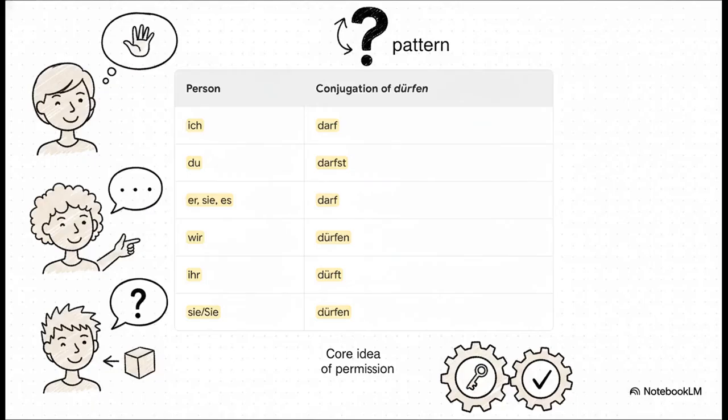Now, of course, like any good German verb, dürfen changes depending on who we're talking about. But don't worry about memorizing this whole chart right now. Just zero in on the important ones. Ich darf for I may, du darfst for you may, and er darf for he may. You see that pattern? The verb adjusts, but that core idea of permission stays the same.